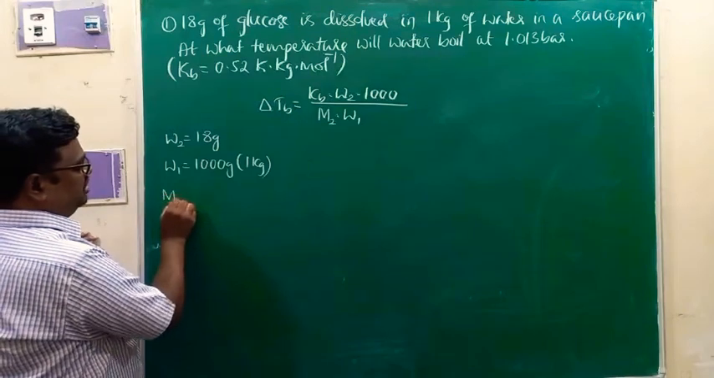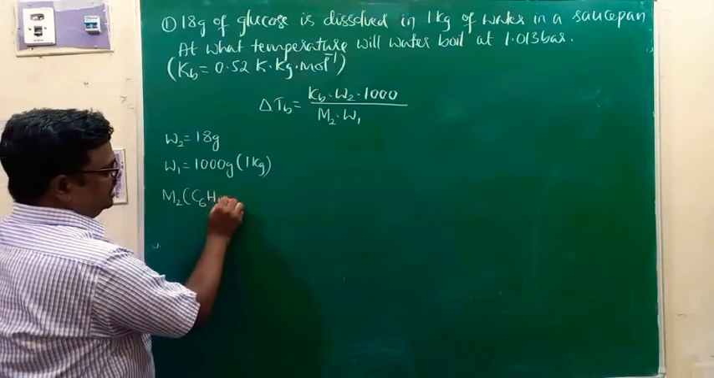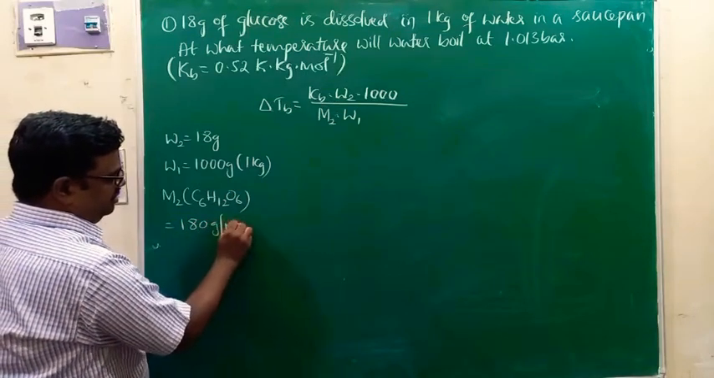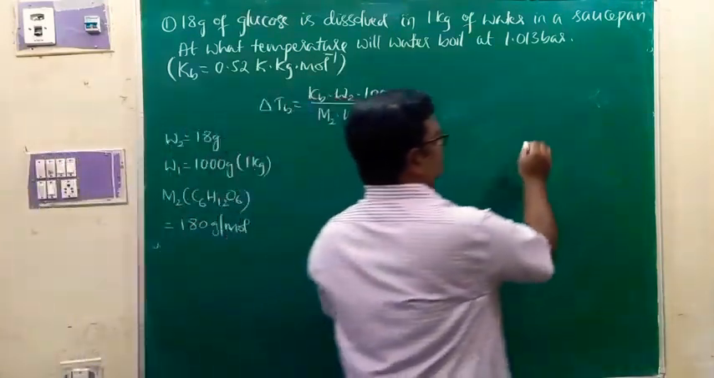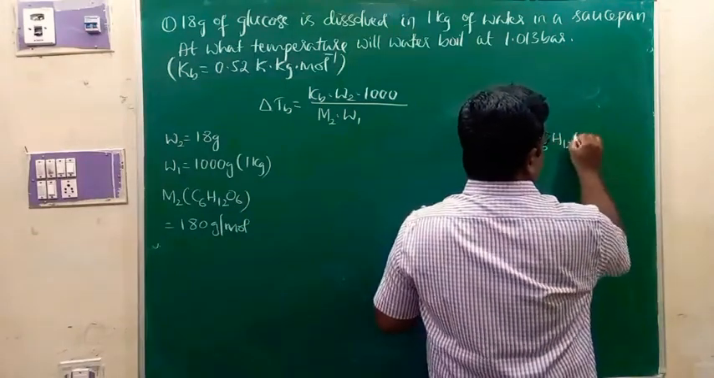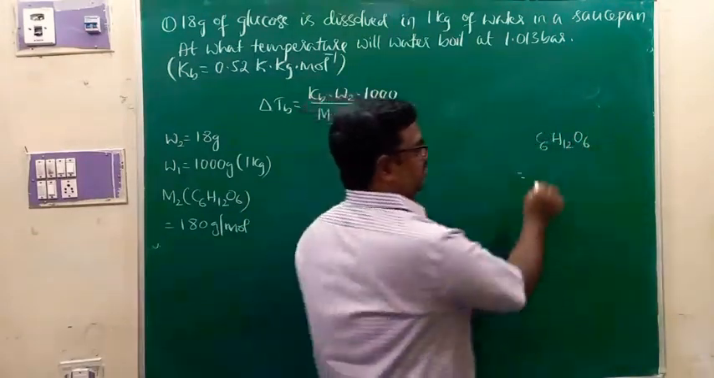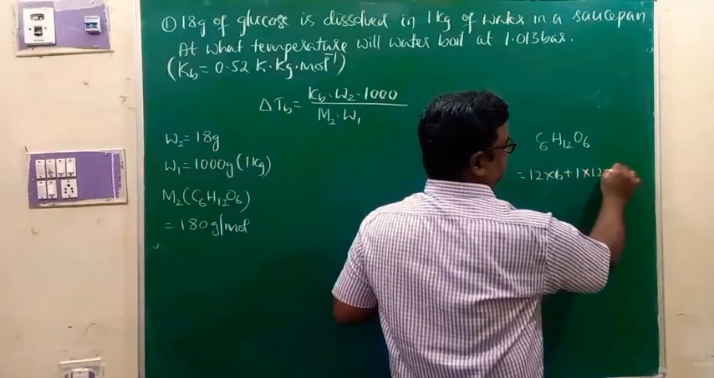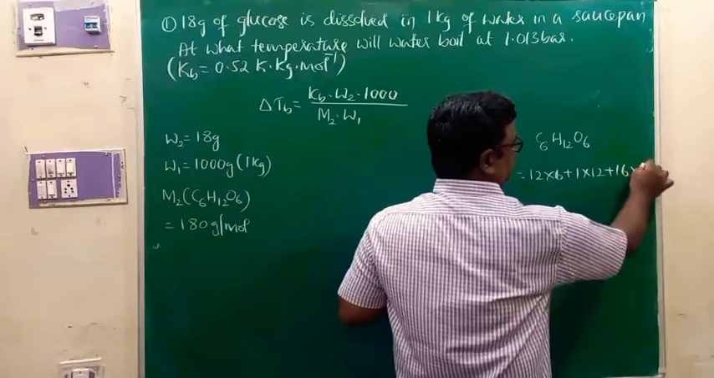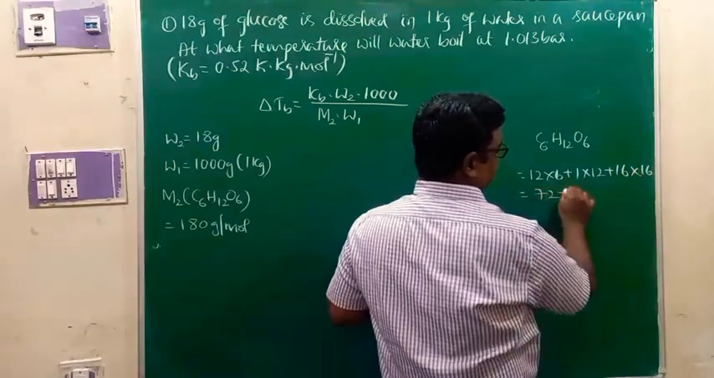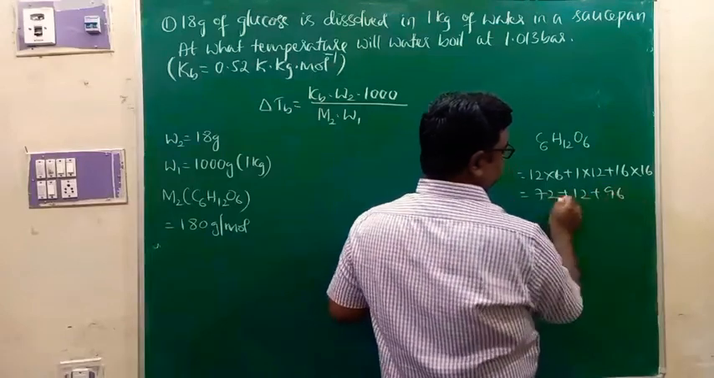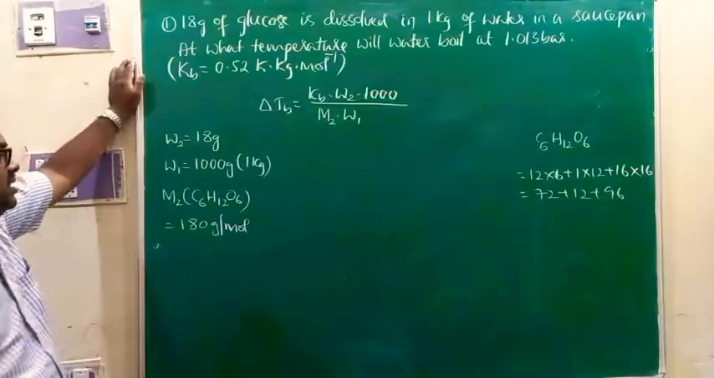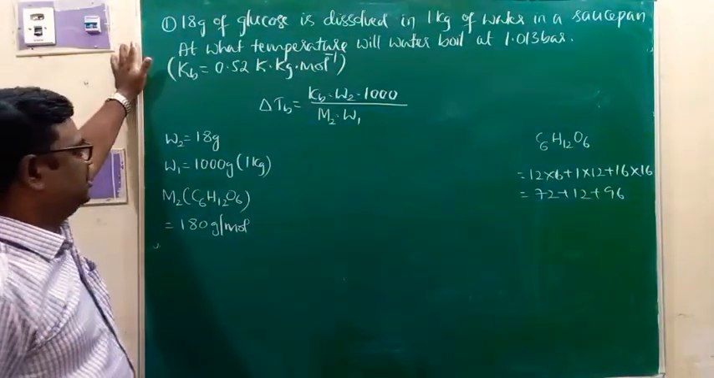Then the molecular mass of glucose, C6H12O6, comes out to be 180 gram per mole. You can calculate it: the atomic mass of carbon is 12 into 6, plus the atomic mass of hydrogen 1 into 12, plus the atomic mass of oxygen 16 into 6. That comes to 72 plus 12 plus 96. 72 plus 12 is 84, and 84 plus 96 is 180 gram per mole. W2 is known, M2 is known, W1 is known.